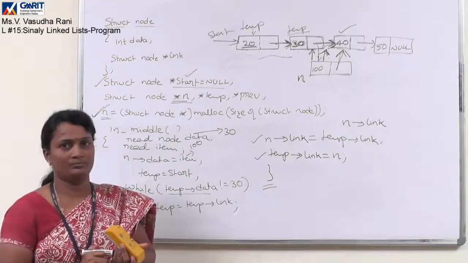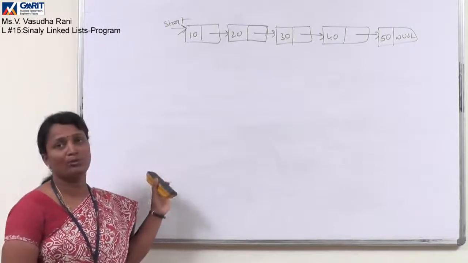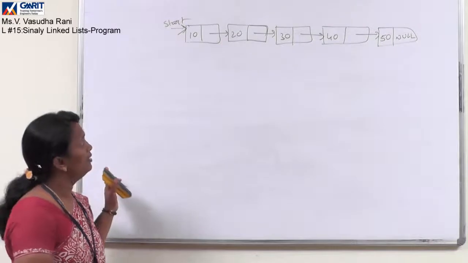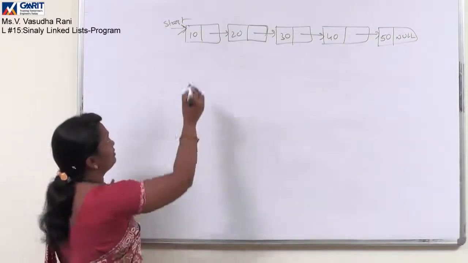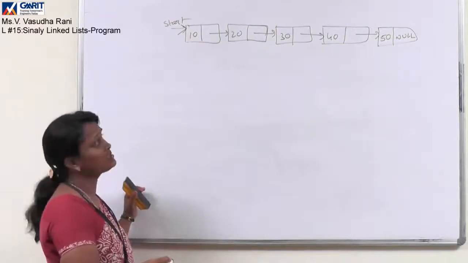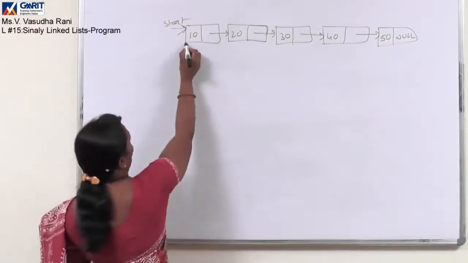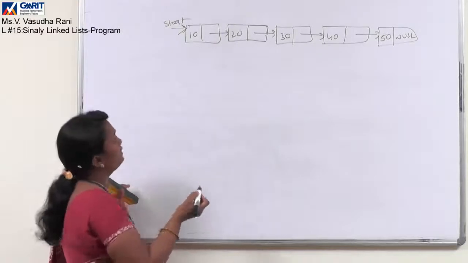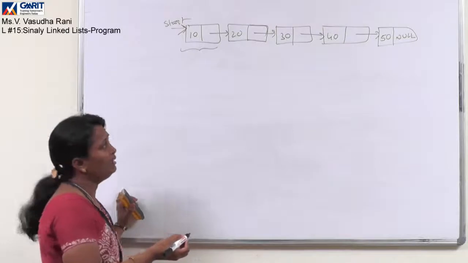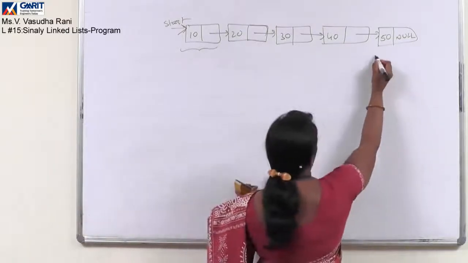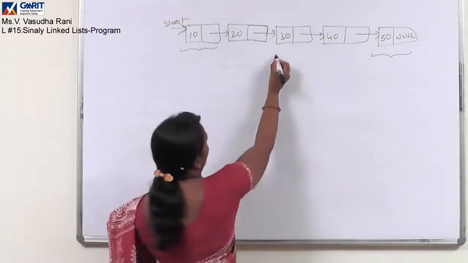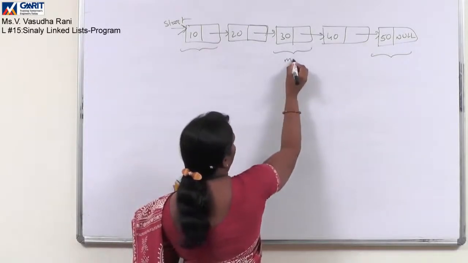Let us see the different cases involved in deleting a node from a single linked list. So here the possibilities are, if you consider this particular single linked list with 5 nodes, delete a node. The node to be deleted may be the first node. You can delete one case, and it may be the last node. It is another case, or it may be the middle node.